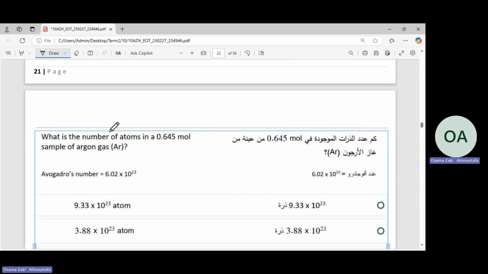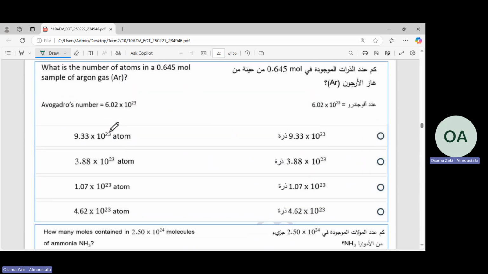Okay. Here, what do we have? We have what's the number of atoms in 0.645 moles of argon. And by the way, this is the Avogadro number. So how to convert from mole to particles, because they ask me to find the number of atoms. So I have to convert from mole to atoms. So 0.645 mole times 6.02 times 10 to the power 23 over 1 mole.